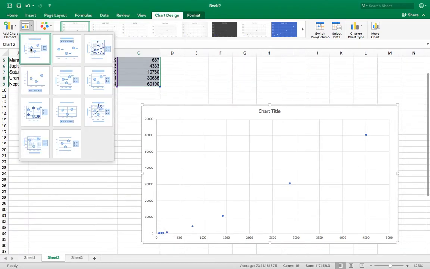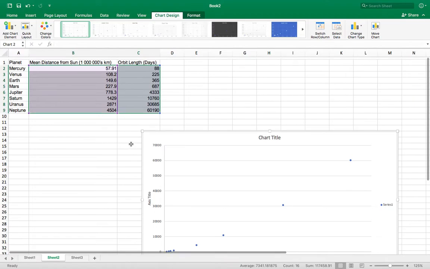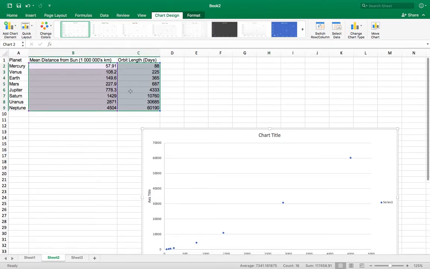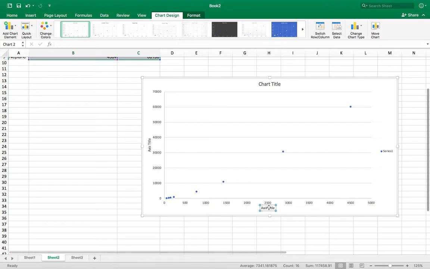So first of all, let's add the axis titles and the chart title. For my x-axis, I have the mean distance from the sun in millions of kilometers. That's important to note. Mean means average distance from the sun, and then make sure you include millions of kilometers, because that's your unit. So when you see 500, that's actually 500 million kilometers.